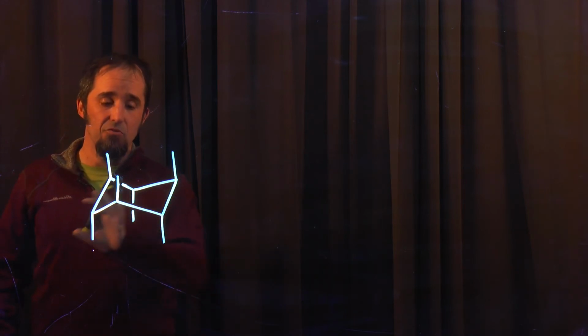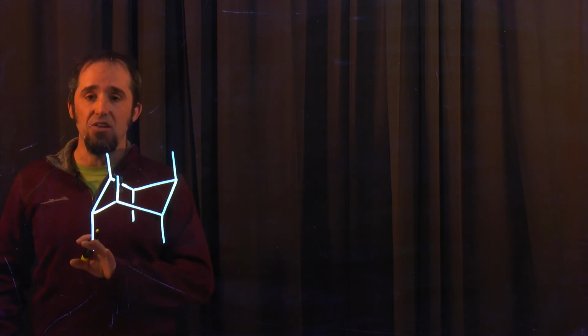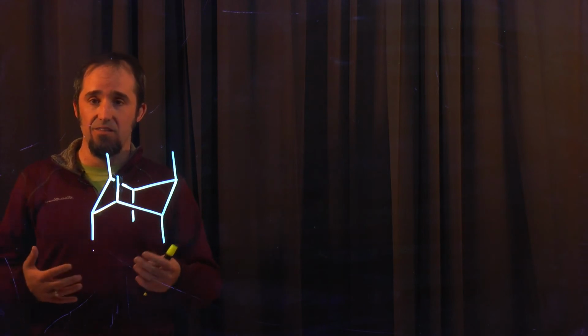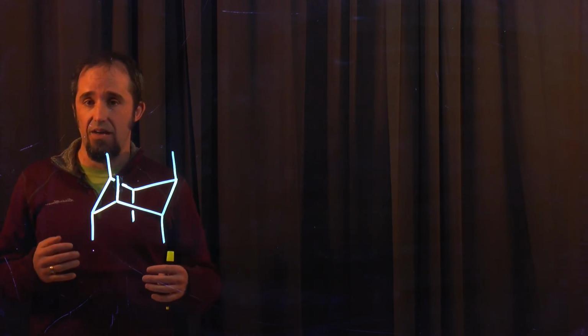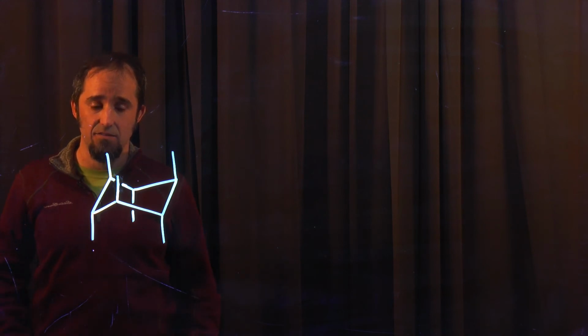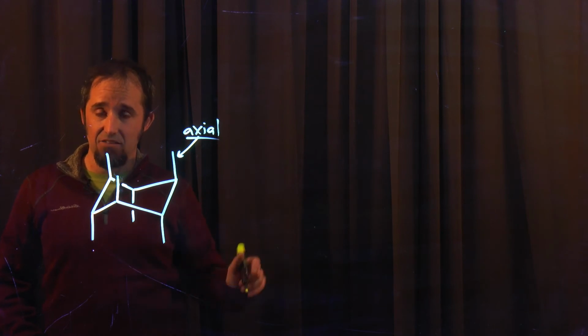Also notice that when I'm drawing this chair cyclohexane, I'm not using wedges or dashes at all. My three-dimensional drawing is going to come through regardless of that. So don't draw wedges and dashes when you draw these chair cyclohexanes. Each carbon is going to have two substituents, two bonds going out.